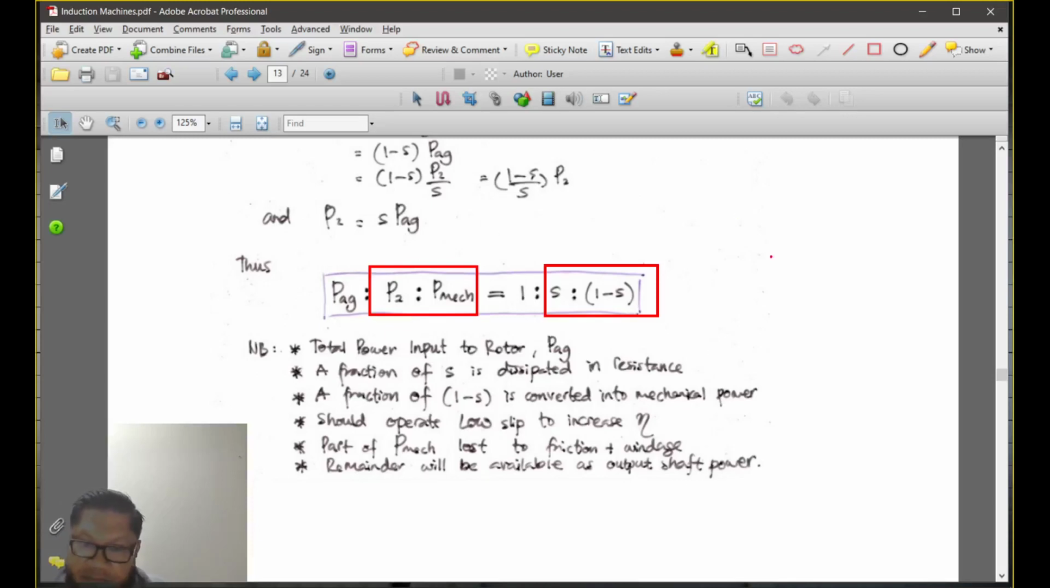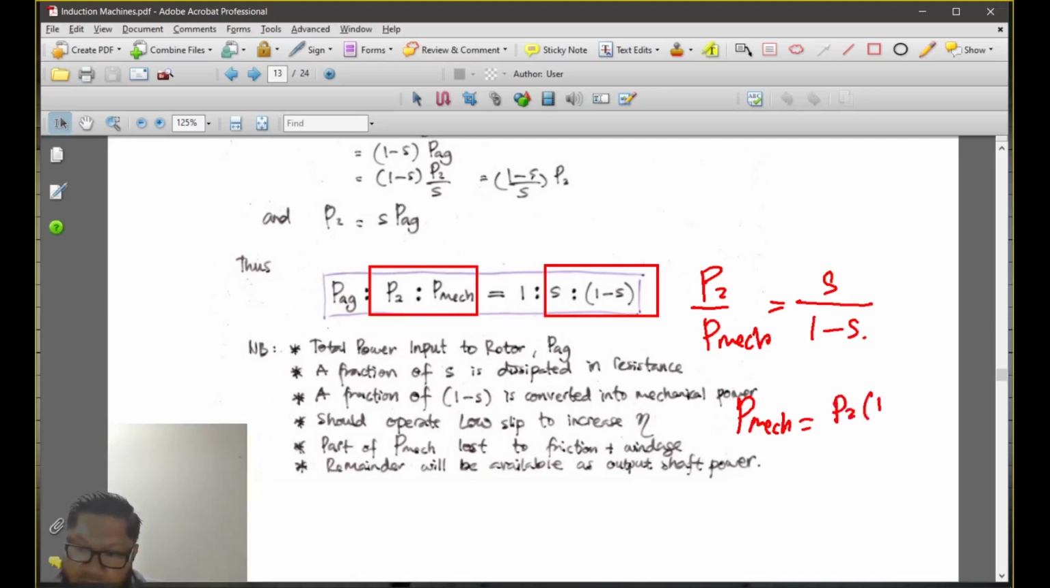And if you want to equate that, you can take it like that. So it becomes P2 divided by Pmax equals to S divided by (1 minus S). So Pmax equals to P2 times (1 minus S) over S.